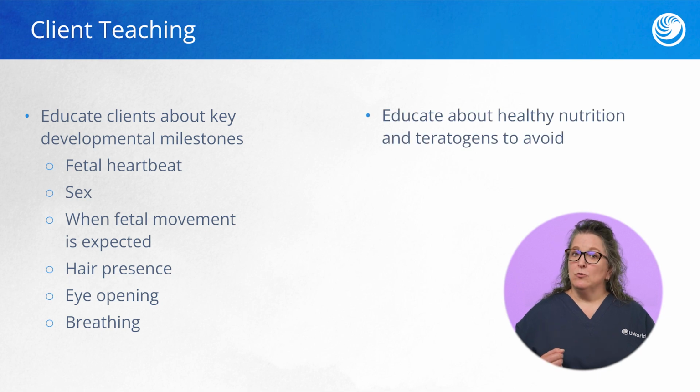Educate the client about healthy nutrition. We know that can impact the developing fetus and have lifelong effects. And also about teratogens to avoid: alcohol, tobacco, nicotine, and cigarette smoke. Some medications. Encourage the client to discuss their pregnancy with all healthcare providers. Recreational substances like cocaine and heroin, and hyperthermia, like in saunas.